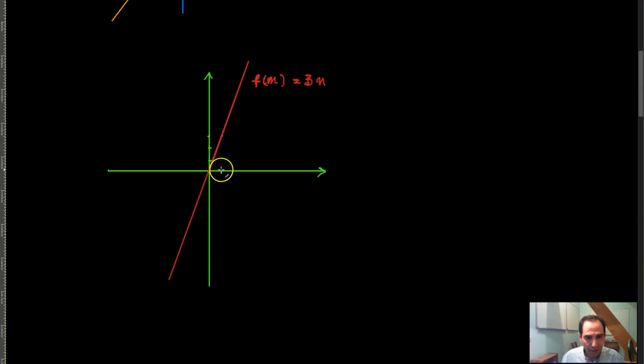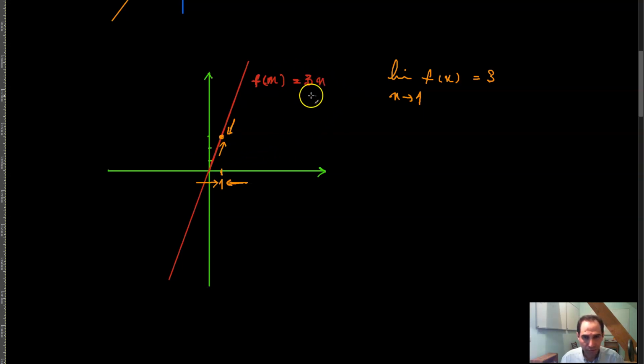Now you can see that f of x is equal to 3x. I can write the limit of f of x as x tends to 1, for example. As I'm getting closer and closer to 1 from the right, the values of the function are getting closer and closer to 3. And as I'm getting closer and closer to 1 from the left, the values of the function are getting closer and closer to 3. And therefore, the limit of f of x as x tends to 1 is actually equal to 3, right?